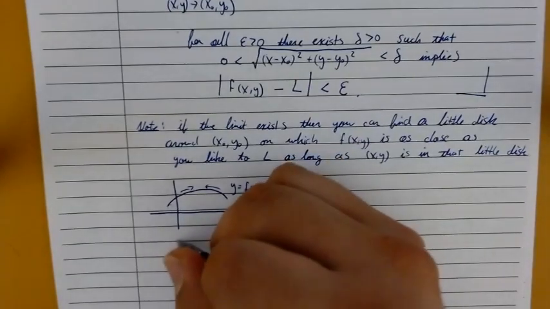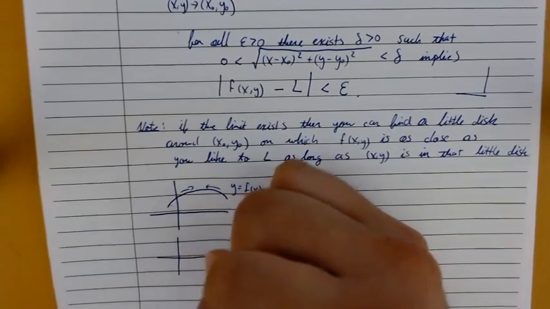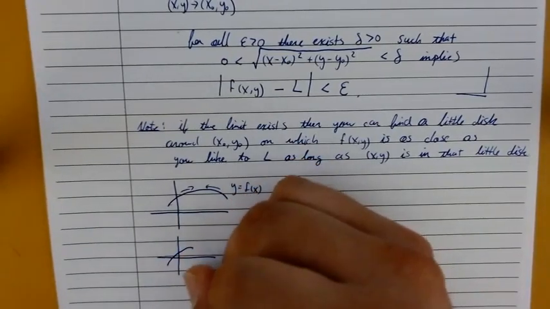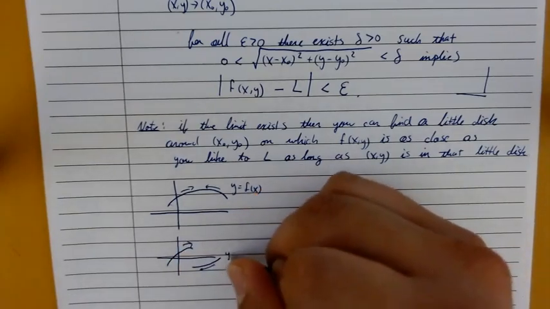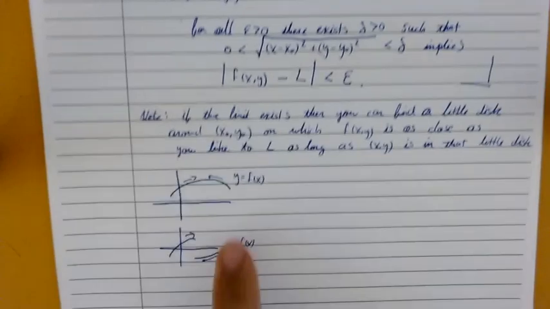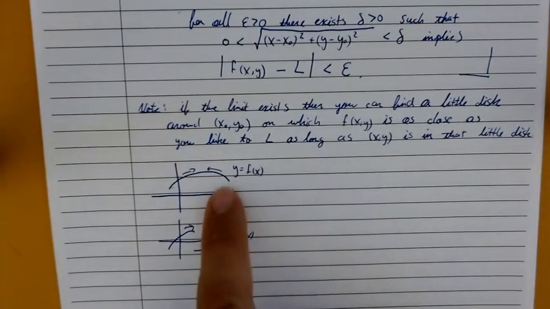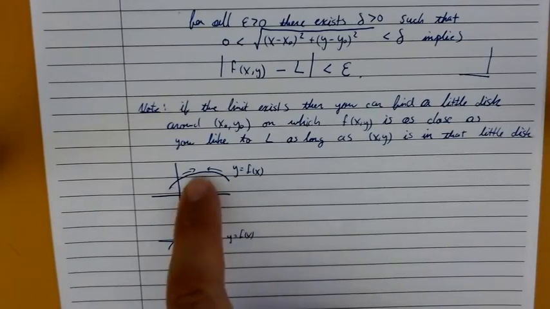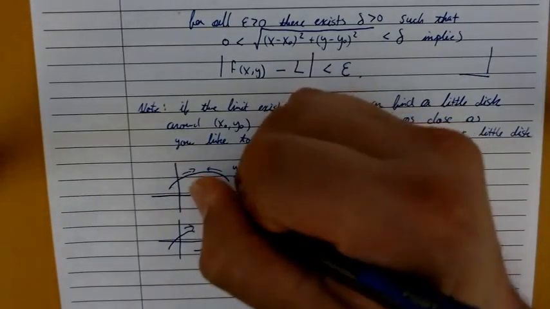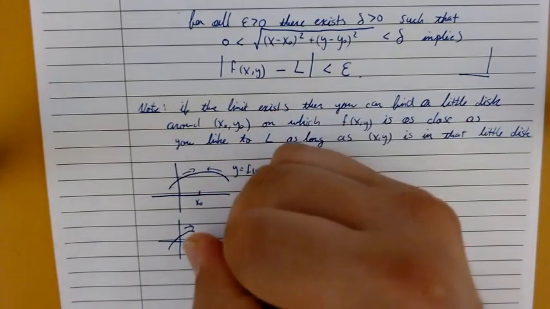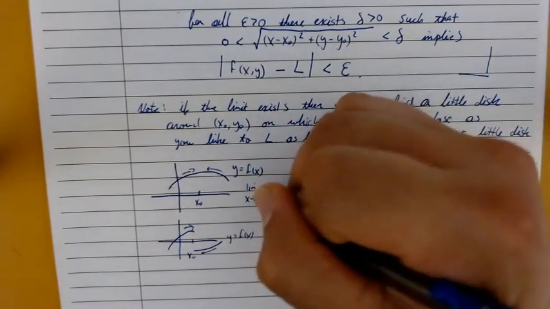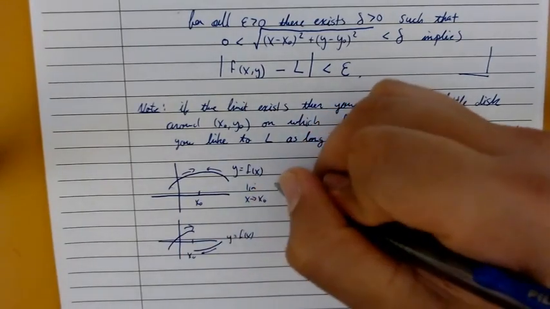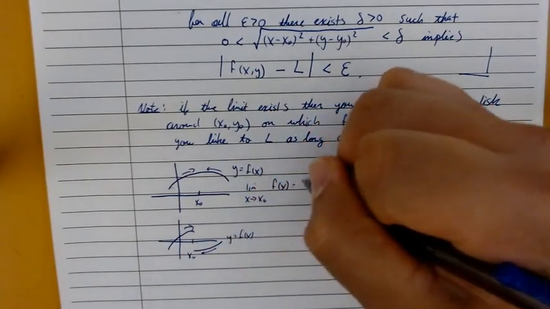However, if you had something like this, where your limits disagreed, coming in from the left and coming in from the right, your limits were different from each other, well then your limit did not exist. So you have a function of one variable, then you're only considering that variable as it approaches your value. So let's say this is your x naught. Here you'd want the limit as x approaches x naught of f of x is equal to L.